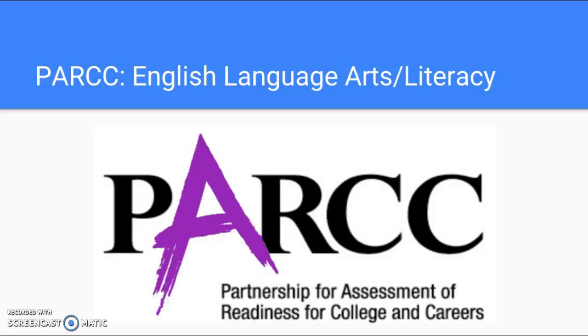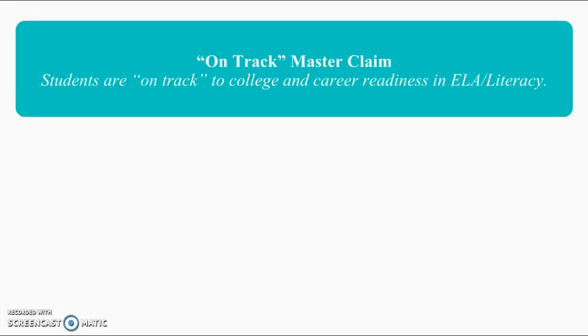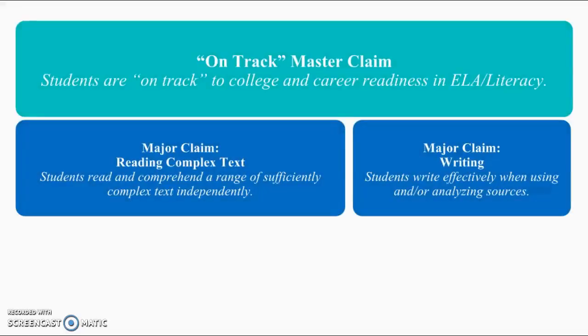The primary purpose of PARCC's grade-level tests is to measure students' progress towards college and career readiness. By taking the PARCC ELA literacy test, PARCC makes a master claim about the degree to which each student is on track for college and career readiness by the time he or she exits high school. For ELA and literacy, PARCC determines whether students are on track by looking at two areas: reading complex texts and writing. These are called major claims.